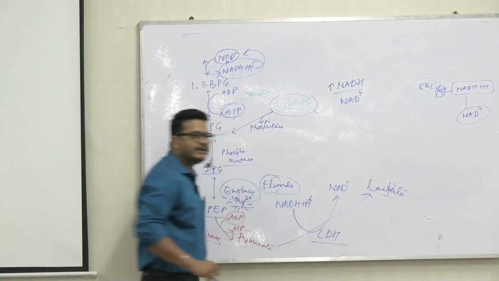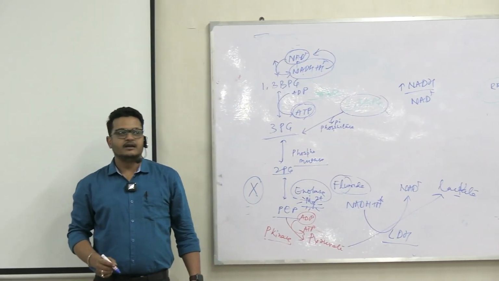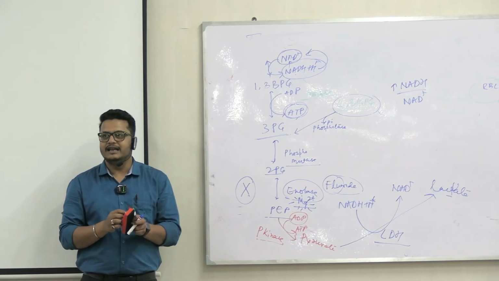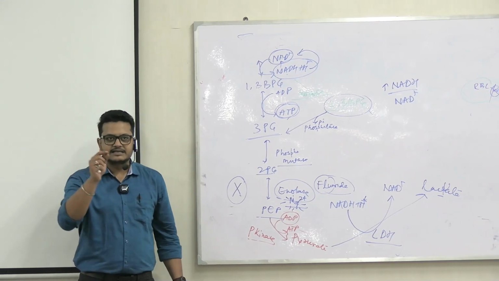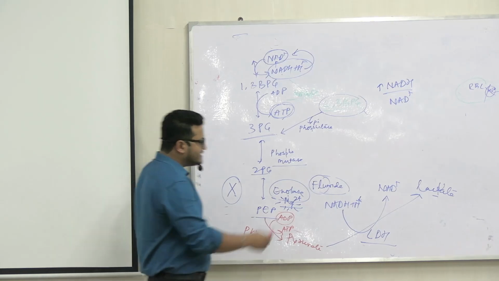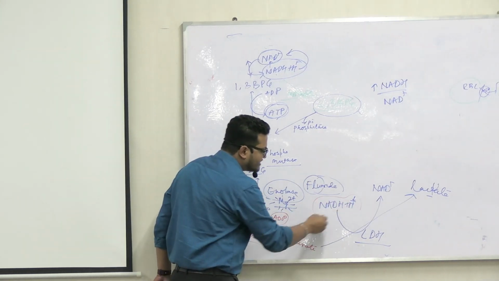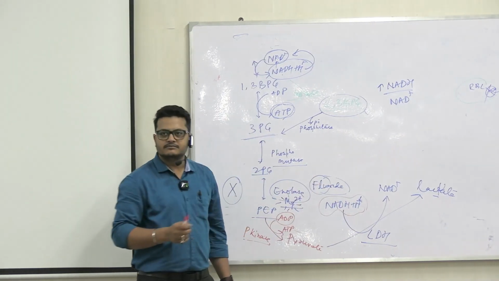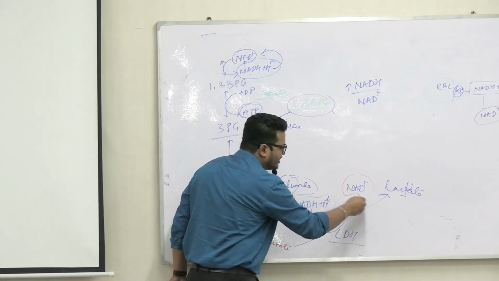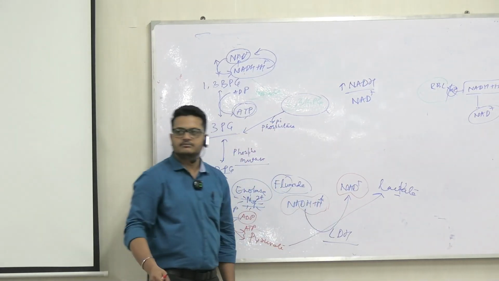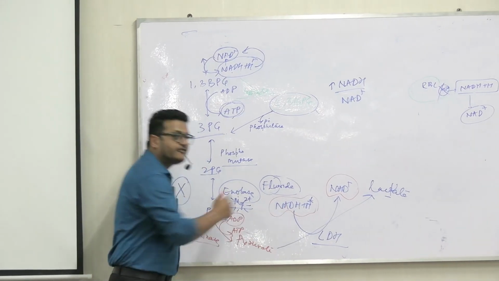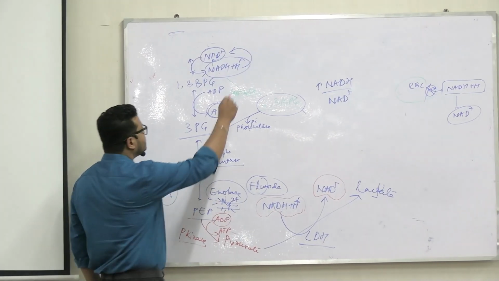This reaction is happening in cytoplasm. Can you connect the link? Are you able to connect the link? This reaction, point number 1, is happening inside the cytoplasm. Point number 2, this reaction is utilizing the cytoplasmic concentration of NADH. Point number 3, this reaction is responsible for production of cytoplasmic NAD plus. Point, where is this NADH coming from in the cytoplasm?